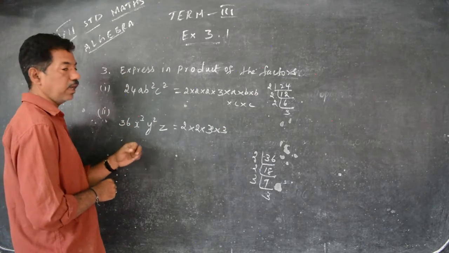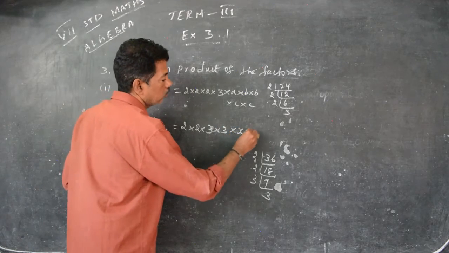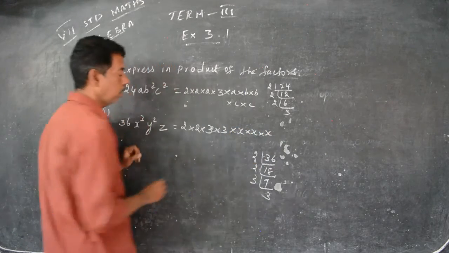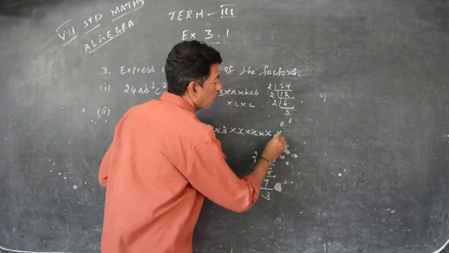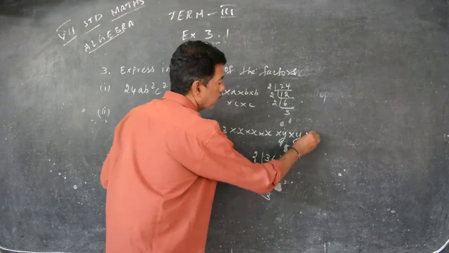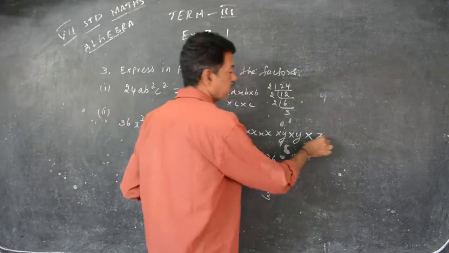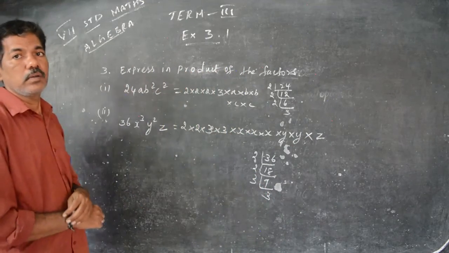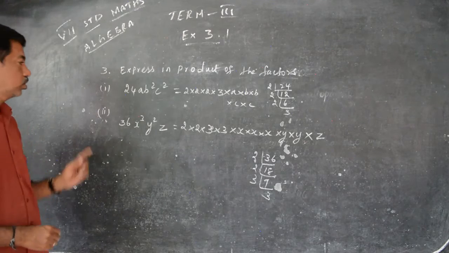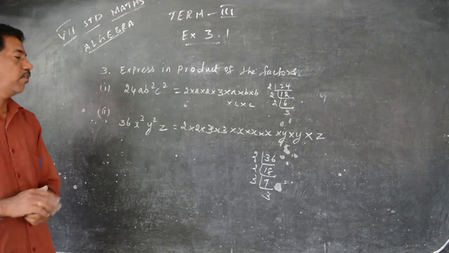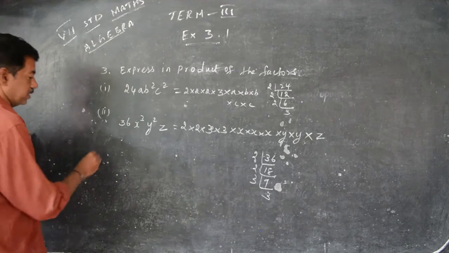How many x are there? 3. So 1, 2, 3. How many y are there? 2. That is y squared, y into y. How many z are there? 1. So this is it. Any doubt in this? So this is the product of the factors.